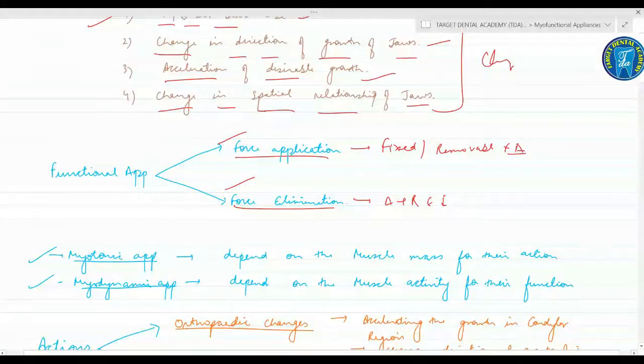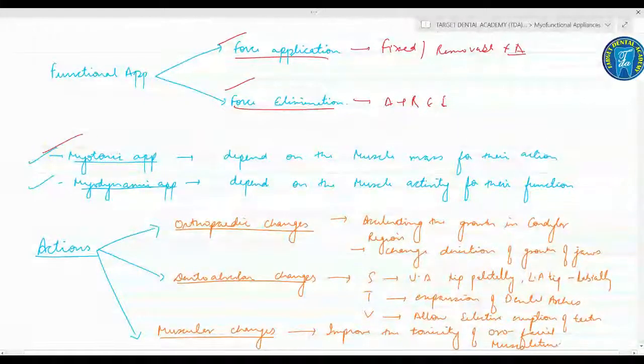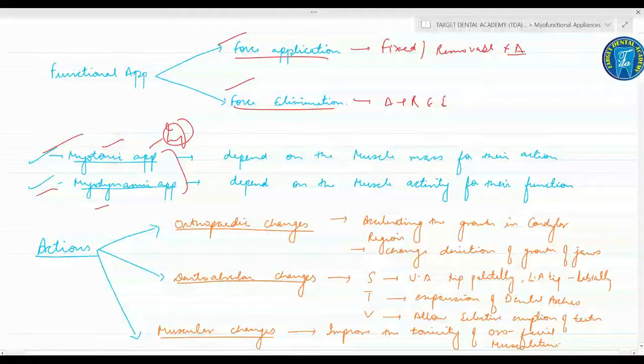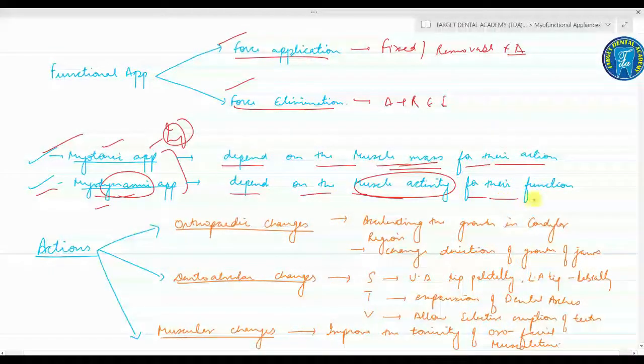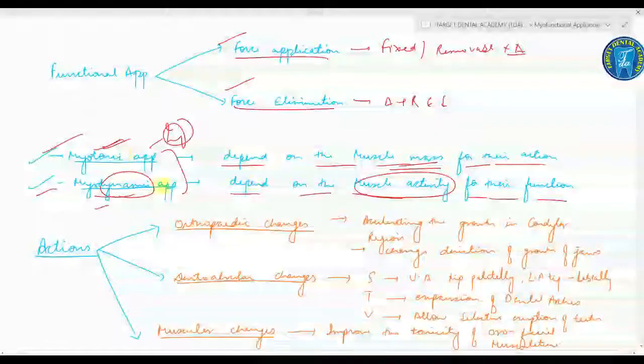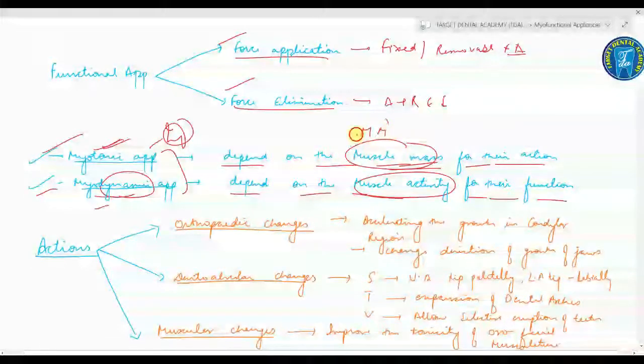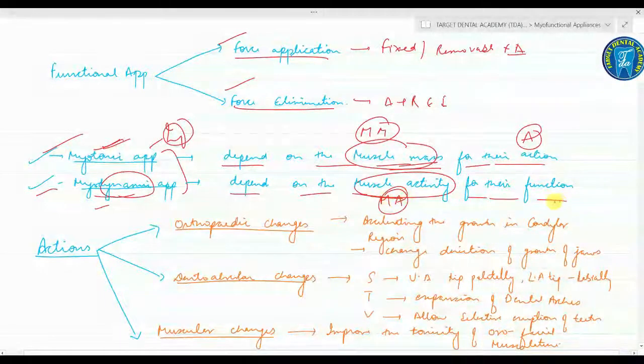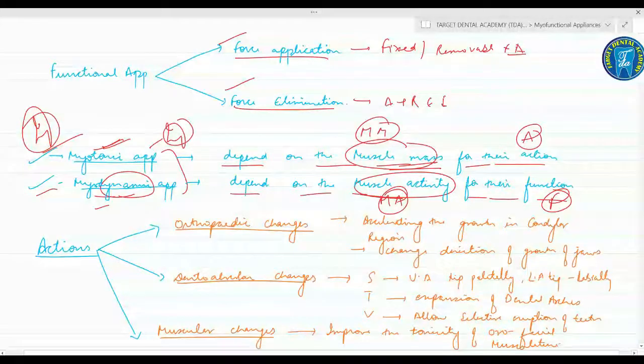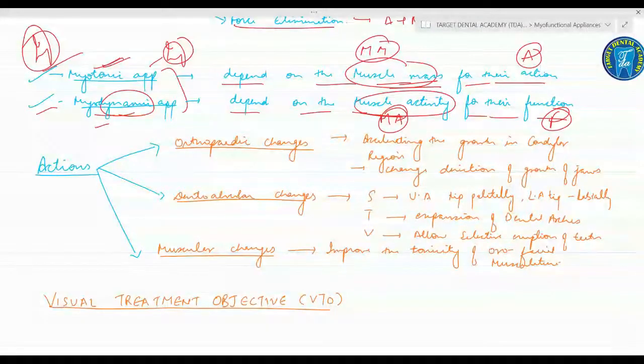Fine. So the next two terminologies are the myotonic appliance and the myodynamic appliance. Very important, commonly asked MCQ. So what is the difference between the myotonic and the myodynamic? The myotonic appliances depend on the muscle mass for their action, while the myodynamic depend on the muscle activity for their function. See, the myotonic depend on the muscle mass for their action, and the myodynamic depend upon the muscle activity for their function. Very important terminologies.